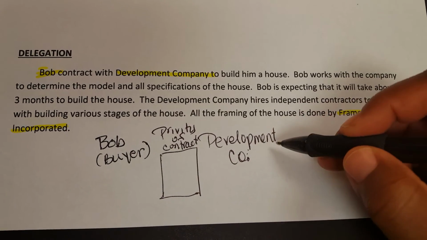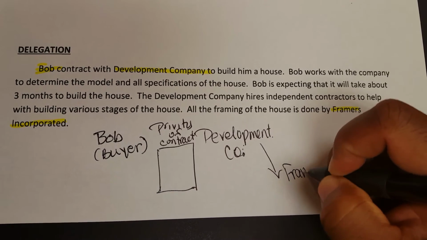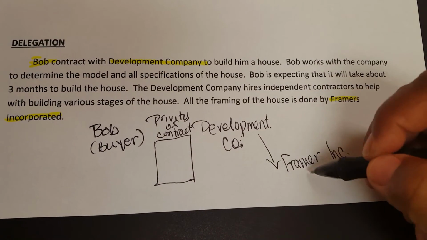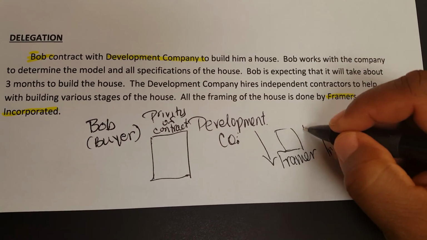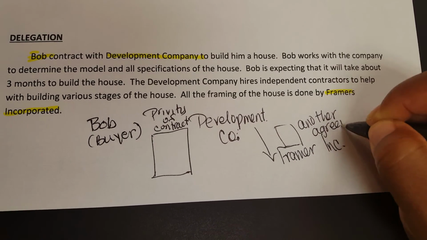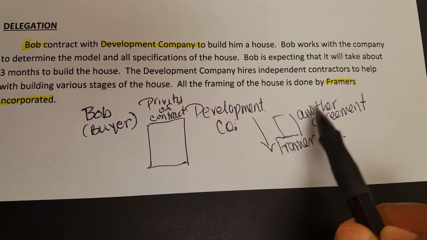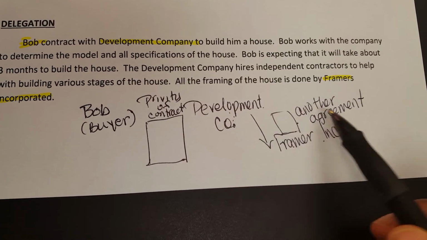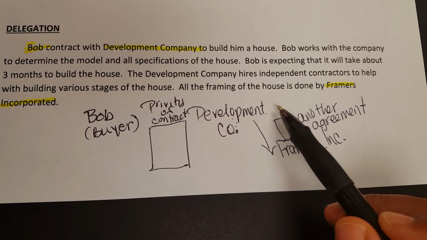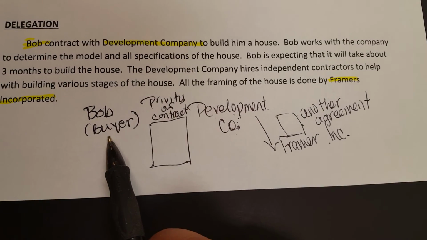Next, you have the development company hiring out to Framers Incorporated to do the framing. So essentially, there is a separate contract here. So we have another agreement whereby the framers are going to frame the house. So they are going to perform some of the duties that the development company has undertaken with the buyer.